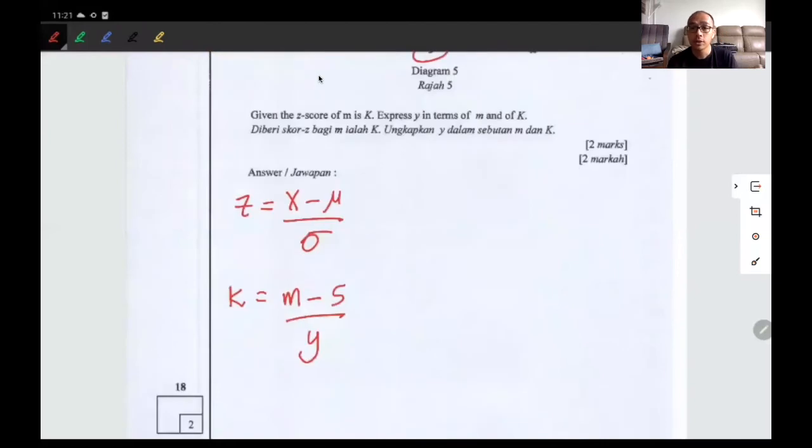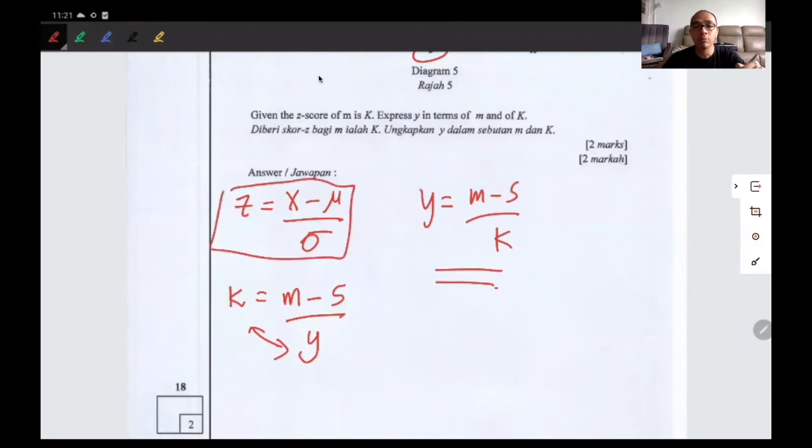Okay, so express y in terms of m and k. So y equals to m minus 5 over k. I just have to switch this across. This is my final answer. Nothing difficult over here. You just have to remember this formula.